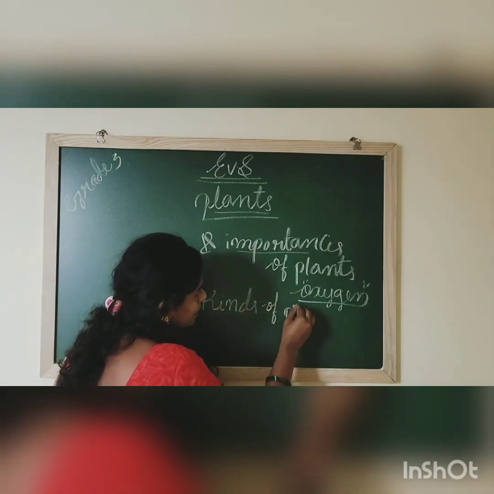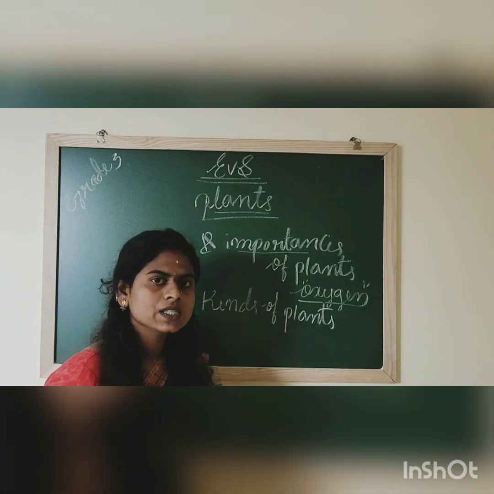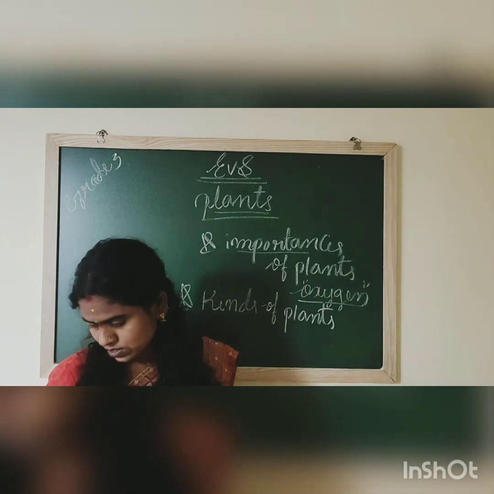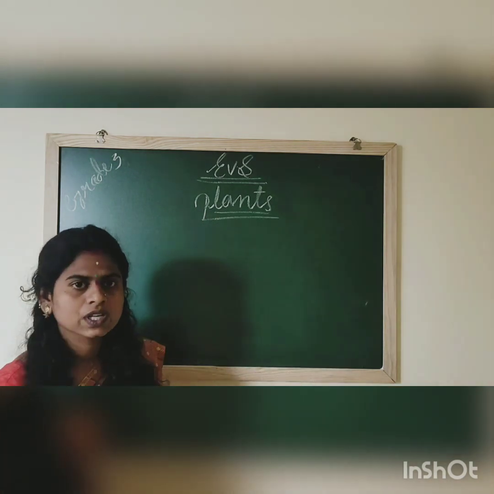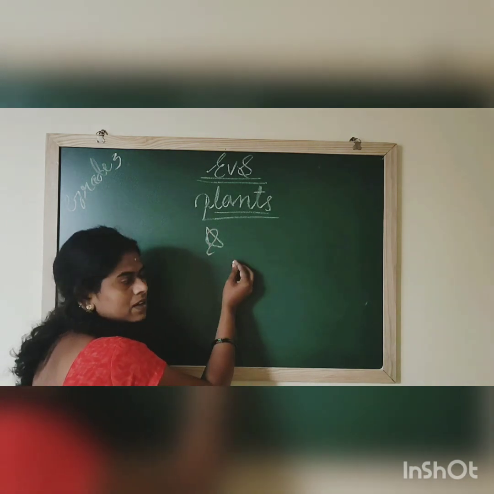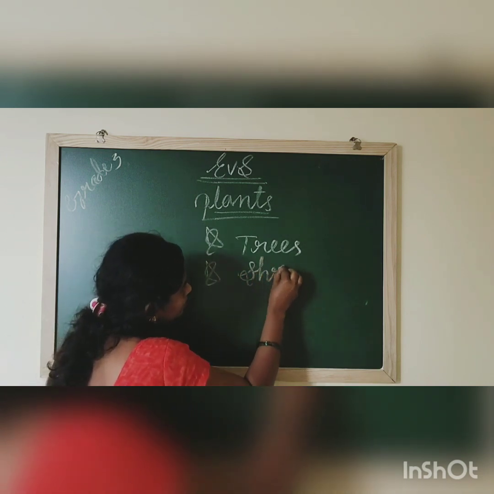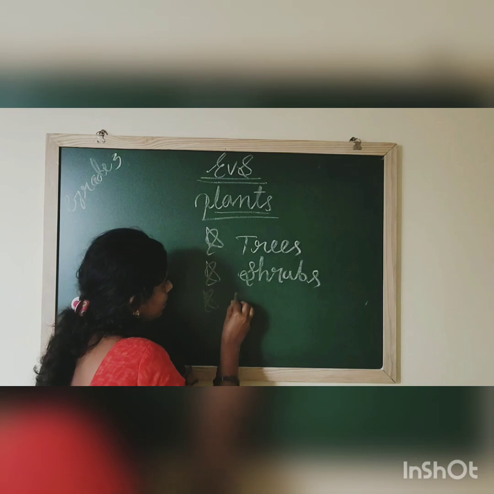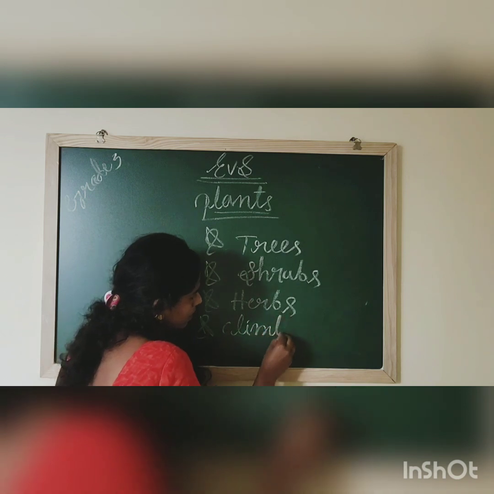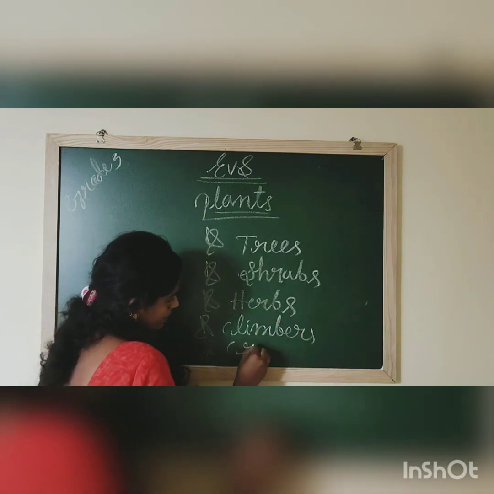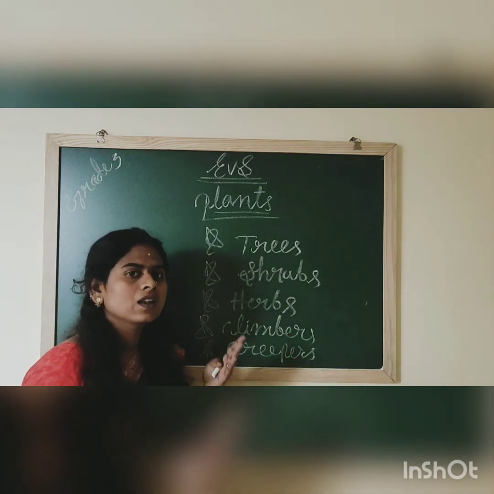We also discussed the kinds of plants. There are varieties of plants, isn't it? So let us recall the kinds of plants that we discussed in the last session. The kinds of plants are trees, next shrubs, next herbs, and next climbers and creepers.